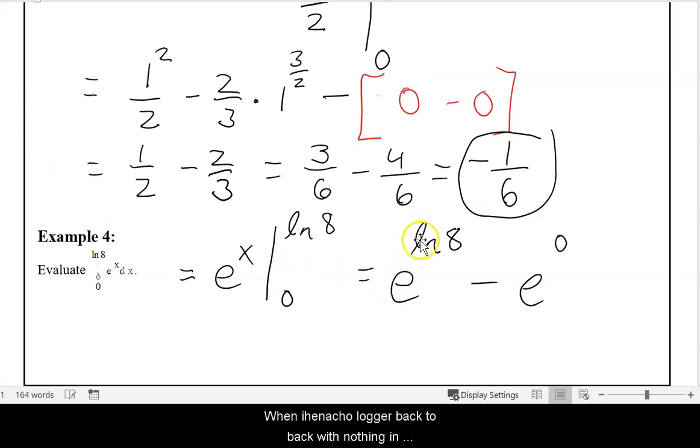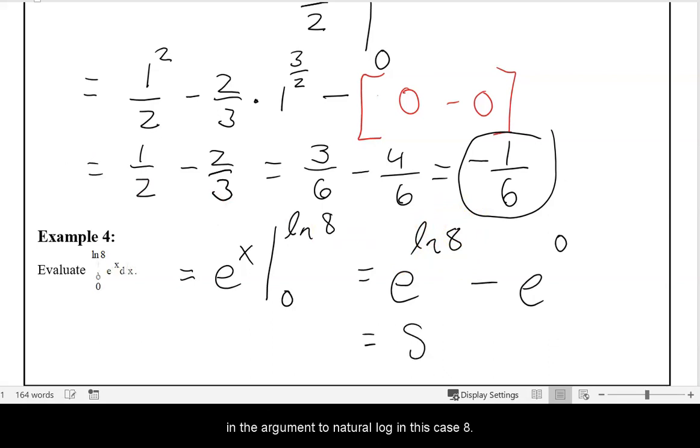When e and natural log are back to back with nothing in between, then I can simply go ahead and separate them and they undo each other and give me what was in the argument to natural log. In this case, 8. Since e to the 0 is 1, this gives me 8 minus 1, or 7.